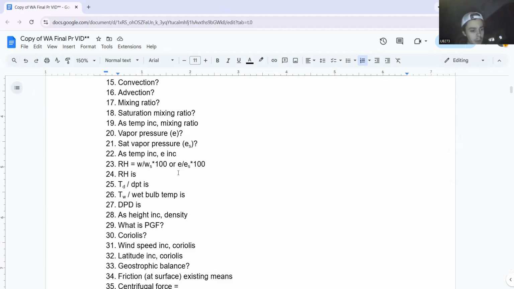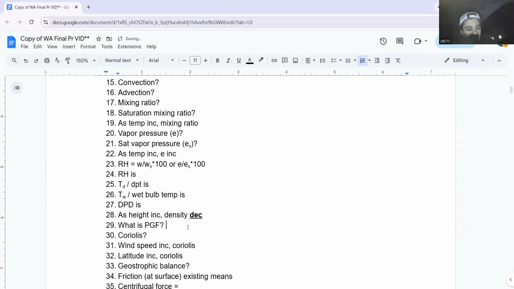What is wet bulb temperature? It is the temperature air would be if it was cooled adiabatically and through evaporation. And it is also basically a measure of moisture in the air. Dew point depression is the difference between air temperature and dew point. As height increases, density decreases.